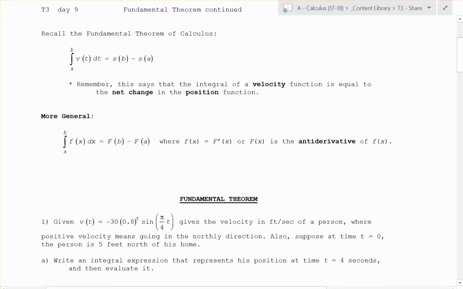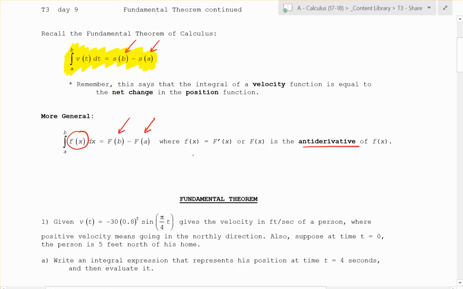The key thing to remember is this statement right here, and the verbalization as well, which states that the integral of a velocity function is equal to the net change in the position function. So if you have the position function for a velocity function, you can just use those two values to find the actual net change in the position function, which is the area under the curve from A to B of the velocity function.